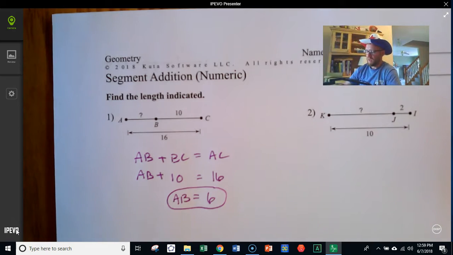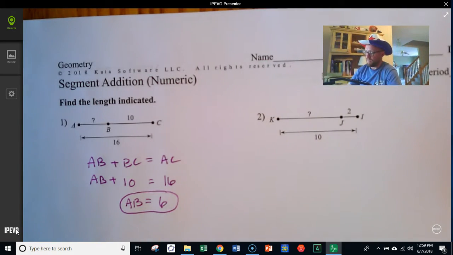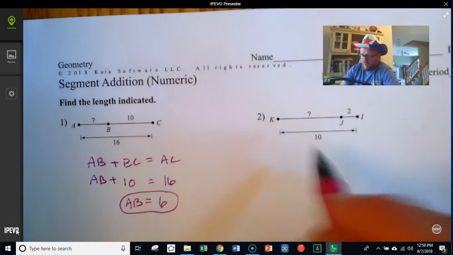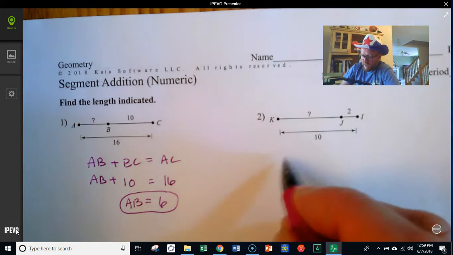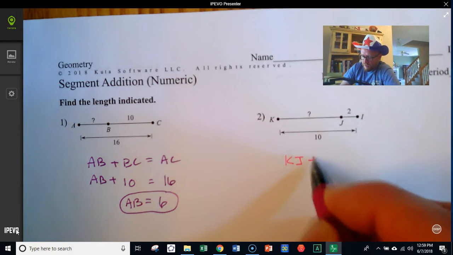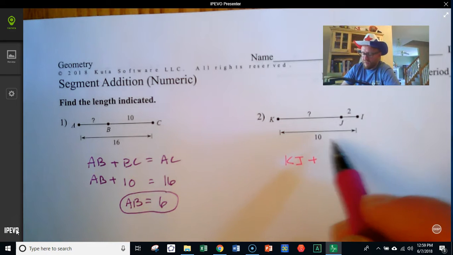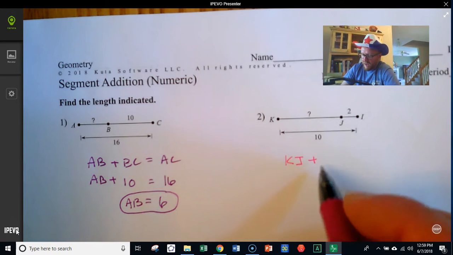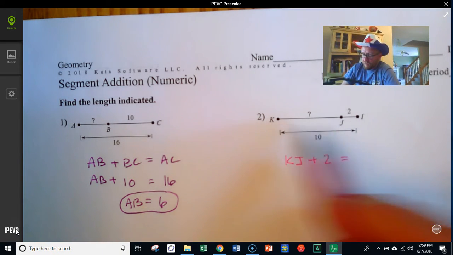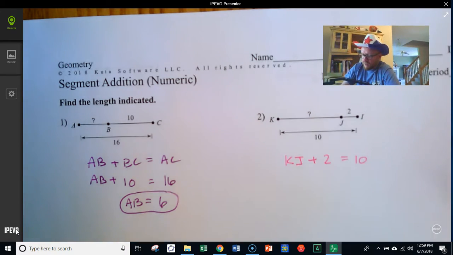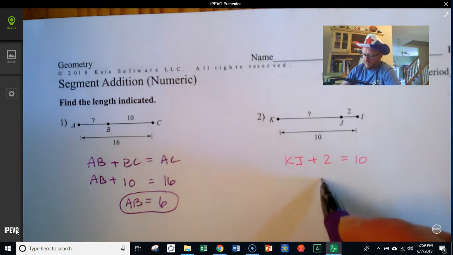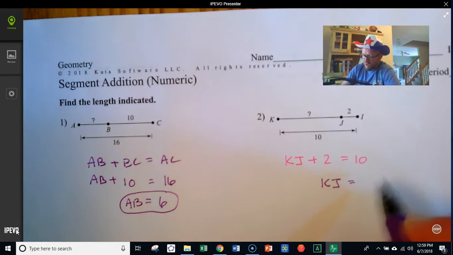All right. Let's take a look next door here. Here we have that KJ plus, I'm just going to skip that first step, JI, which is 2, equals KI, which is 10. Subtract 2 from each side, and we get KJ equals 8.